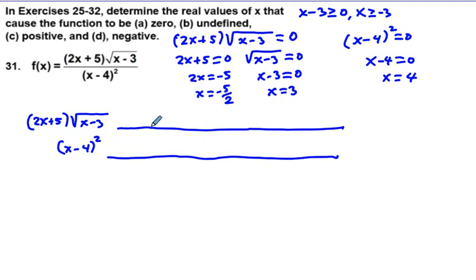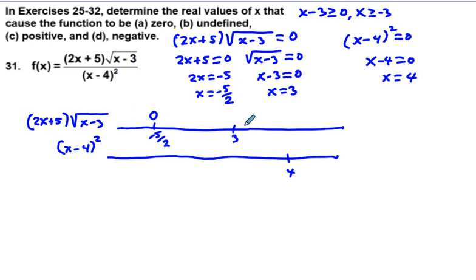The first one we see is from the numerator. We have negative 5 over 2. And the next one we see here, also from the numerator, is 3. And then from the denominator we have x equals 4. And then at x equals negative 5 over 2, the value of our numerator is 0.